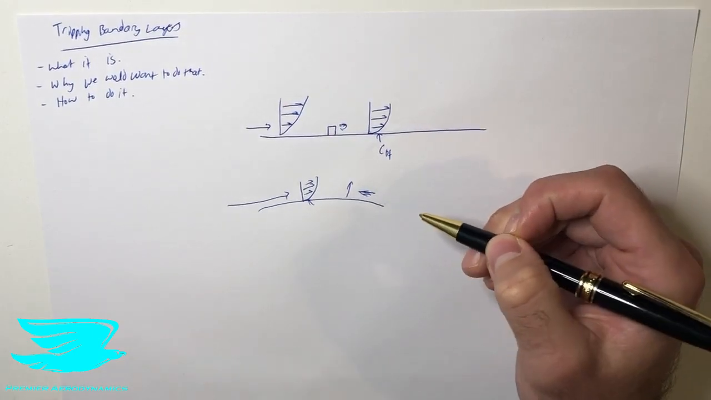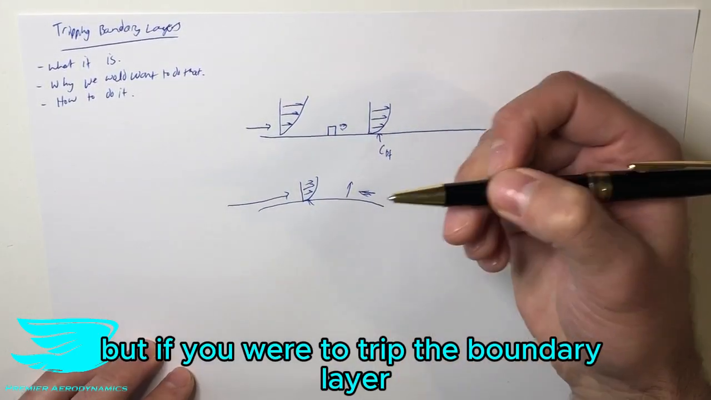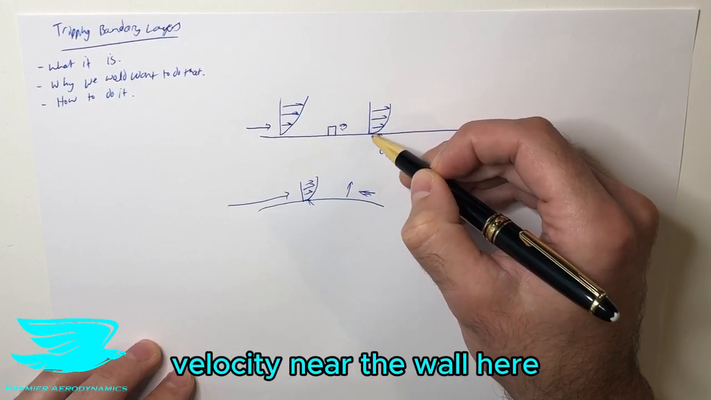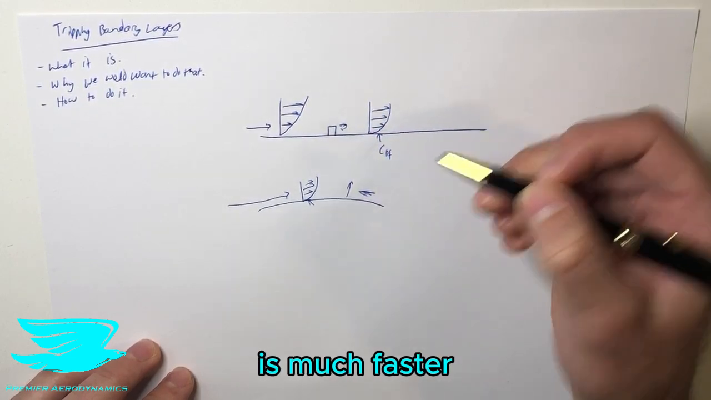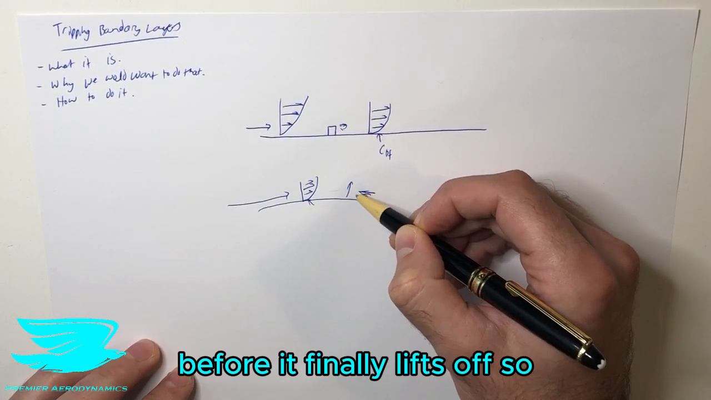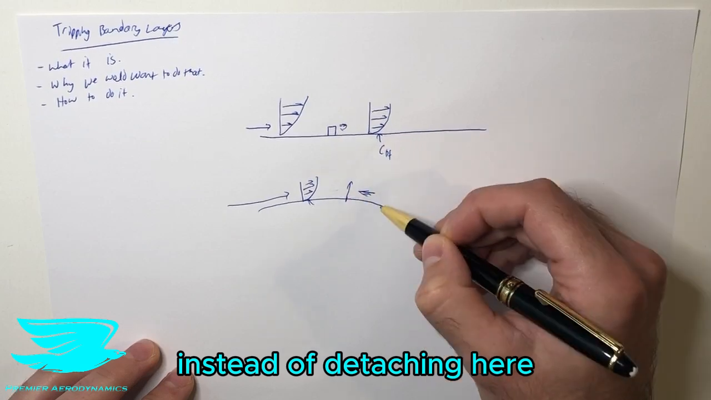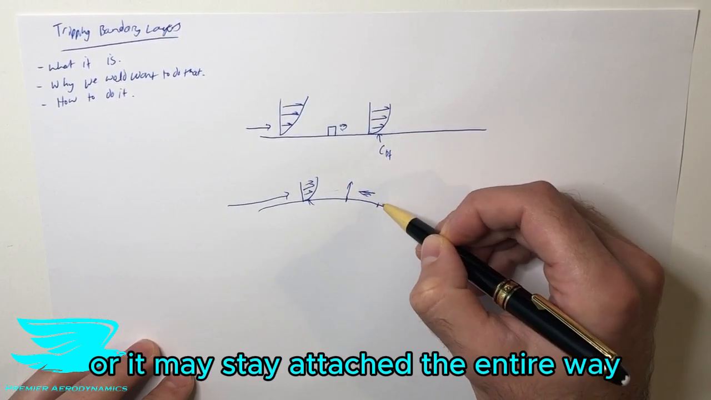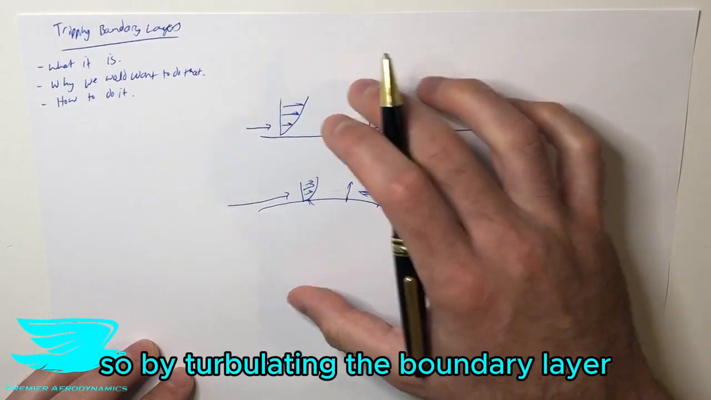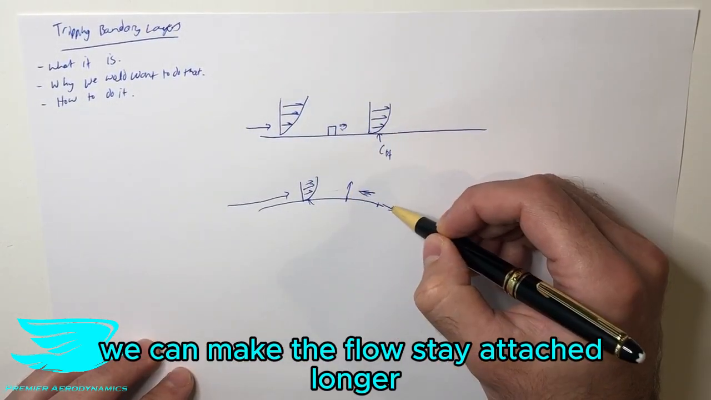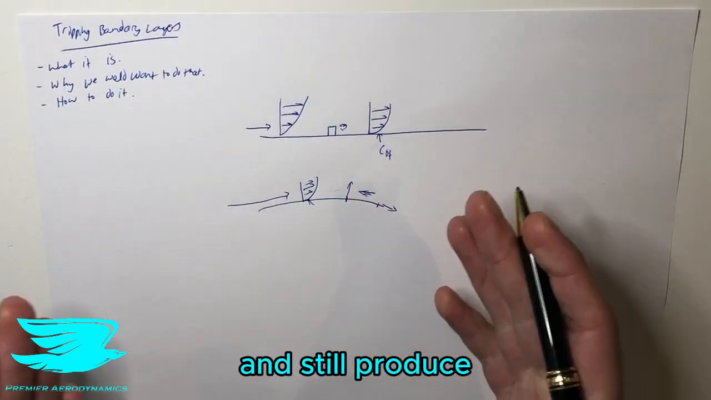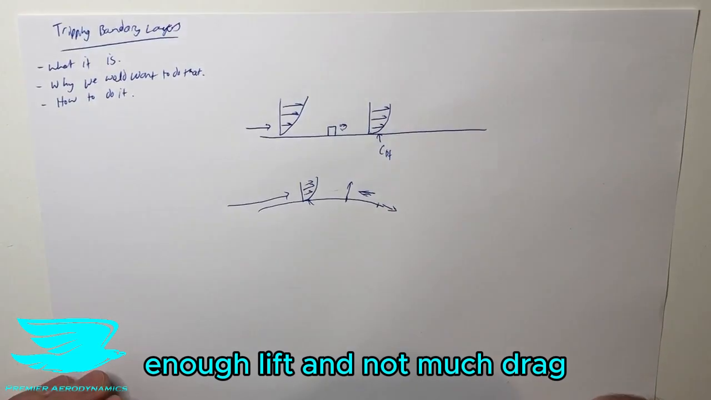But if we were to trip the boundary layer, we can make it much more turbulent in profile, which means that the velocity near the wall here is much faster, and it can travel further along this curve and withstand this adverse pressure gradient before it finally lifts off. So instead of detaching here, it might detach here, or it may stay attached the entire way, which is the jackpot. So by turbulating the boundary layer, we can make the flow stay attached longer, which means that we can push airfoils, for example, to higher angles of attack and still produce enough lift and not much drag.